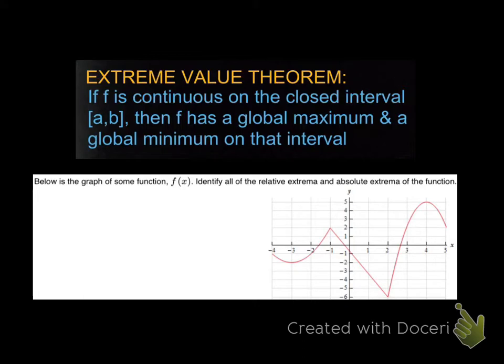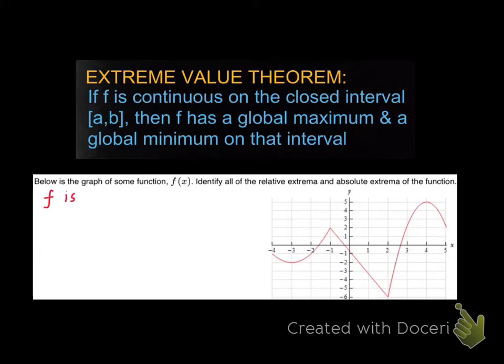So the words relative and absolute, another word for relative is local. You'll hear that in calculus problems. Relative and local will be used synonymously. As well, extrema and global. Think of extreme when you hear extrema. Extrema is just a plural form of extreme. So that you understand that.